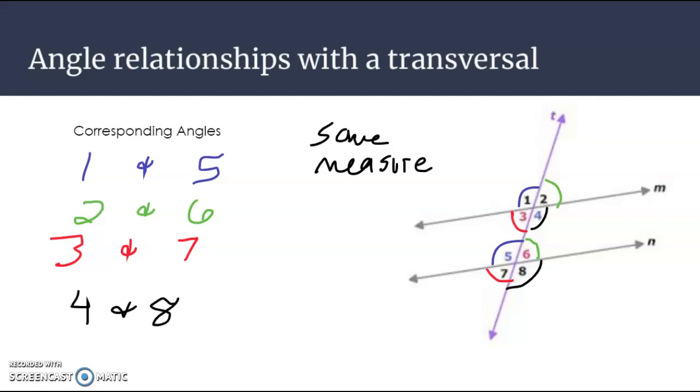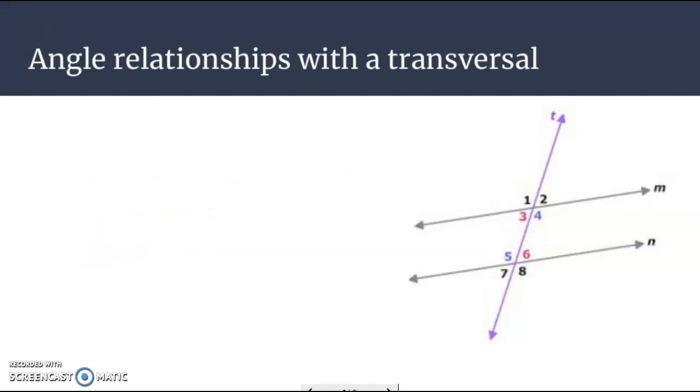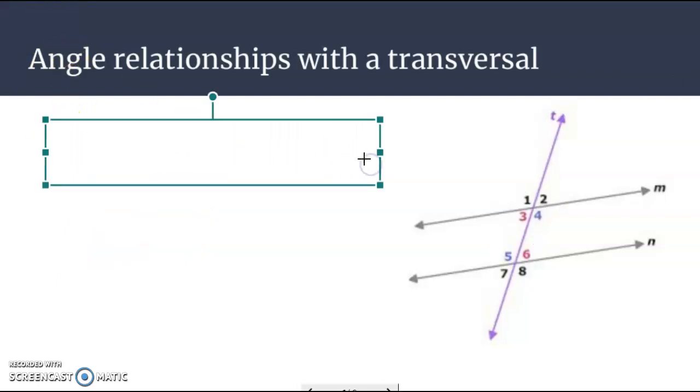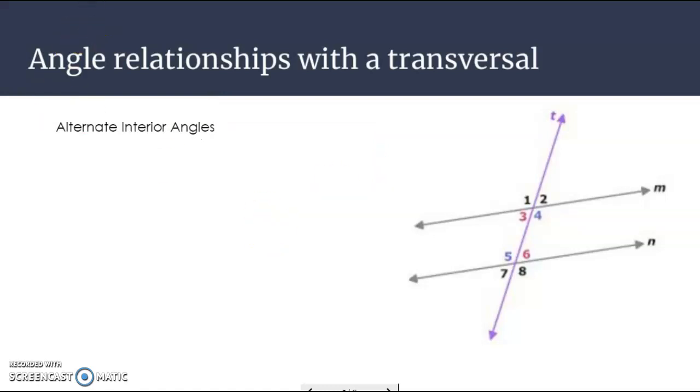Alright, we're going to talk about another type of angle pairs here when we're dealing with the transversal. Next one, alternate interior angles. Let's point out alternate interior angles. Angles 3 and 6, and then also angles 4 and 5.